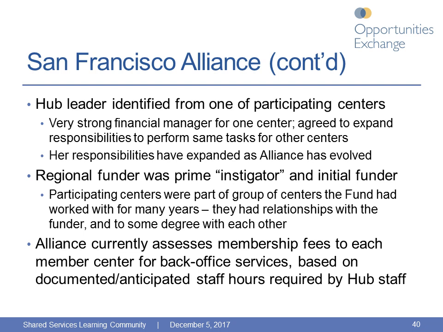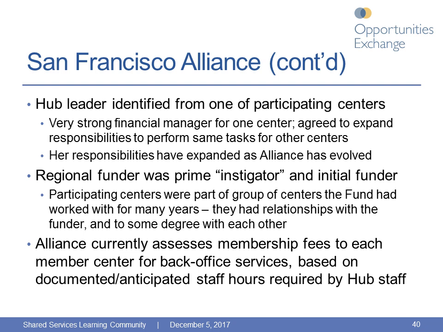It's a really interesting alliance, and so a couple of things I want to tell you about them. First of all, the leader, the alliance director, was identified from one of the participating centers. She was a very strong financial manager in one of the original centers, and she agreed to expand her responsibilities to perform the same tasks that she was doing for one center for the other 2 at that point. At that time, there were 2 others.